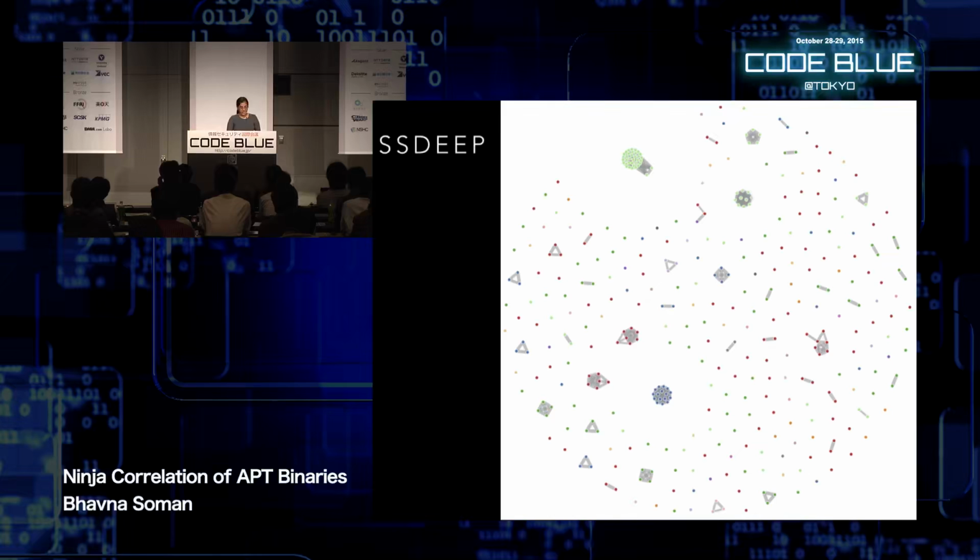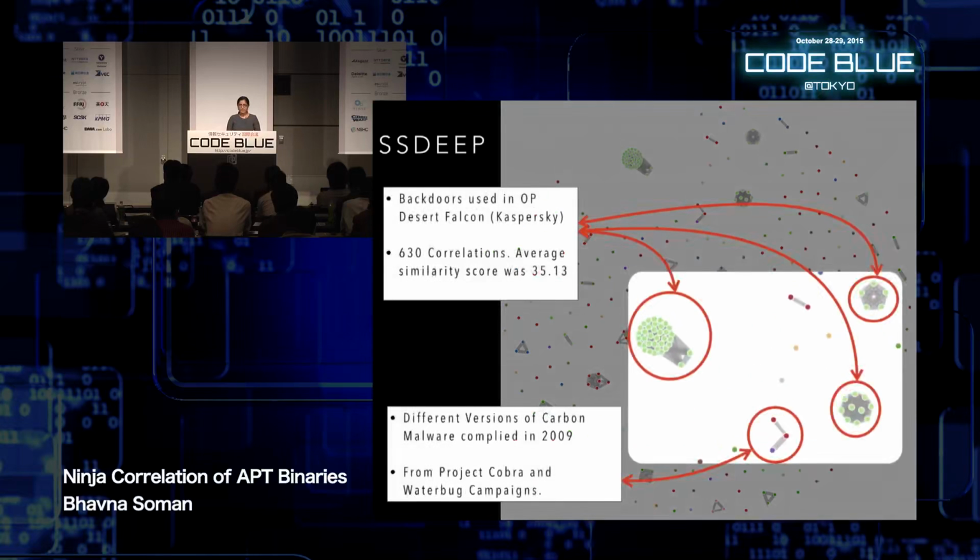These are some more correlations made by the SSDeep method. As you can see, the clusters are significantly bigger, which means that your chances of being able to get information about a new binary are higher. The clusters in green are samples of a backdoor that was used in Operation Desert Falcon that was researched by Kaspersky. There were 680 correlations related to this backdoor that was found in our data set, and the average score was 35.13. And at the bottom, we have 3 binaries connected together.